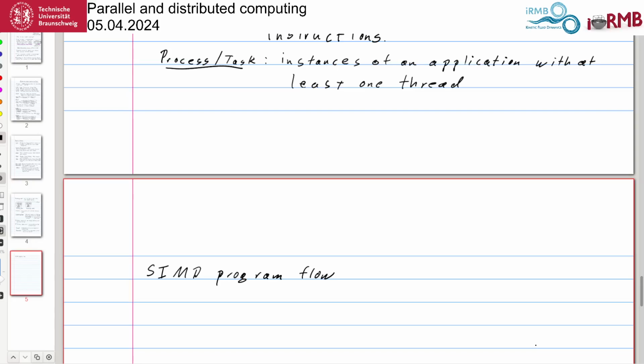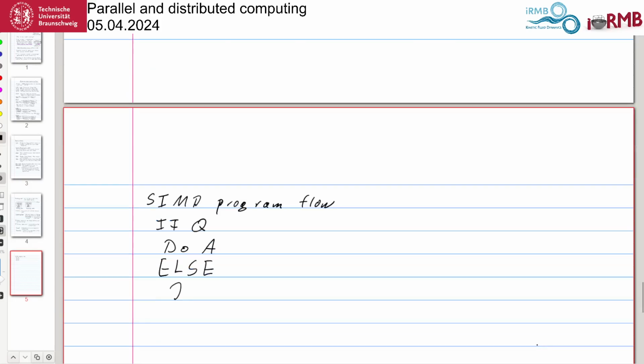Now we look at how single instruction multiple data deals with different threads. So the idea here is, since we have a single instruction, we have still several threads because we have several threads working on different data, but the threads all do the same thing, right? And say the program would be something like this. We have, say, if query Q, then do A, else do B. Very simple program.